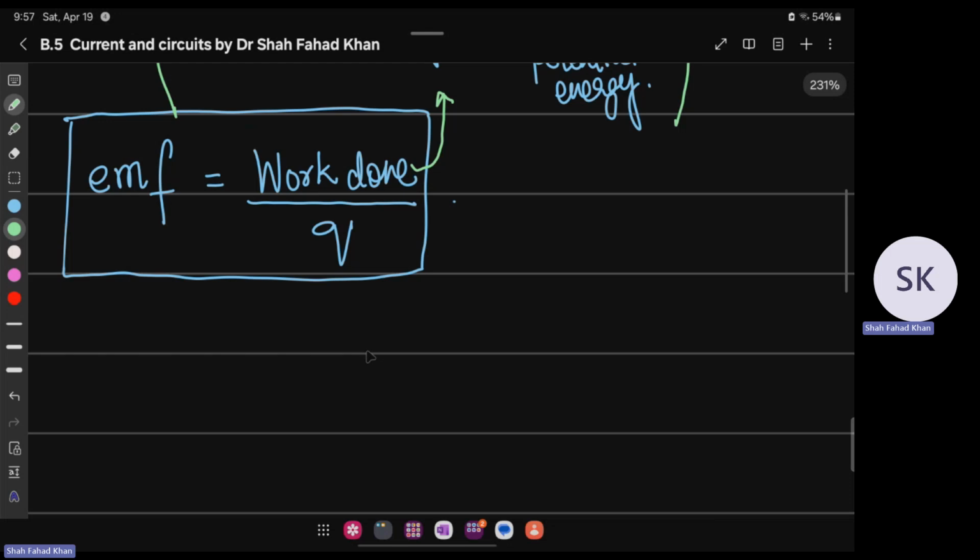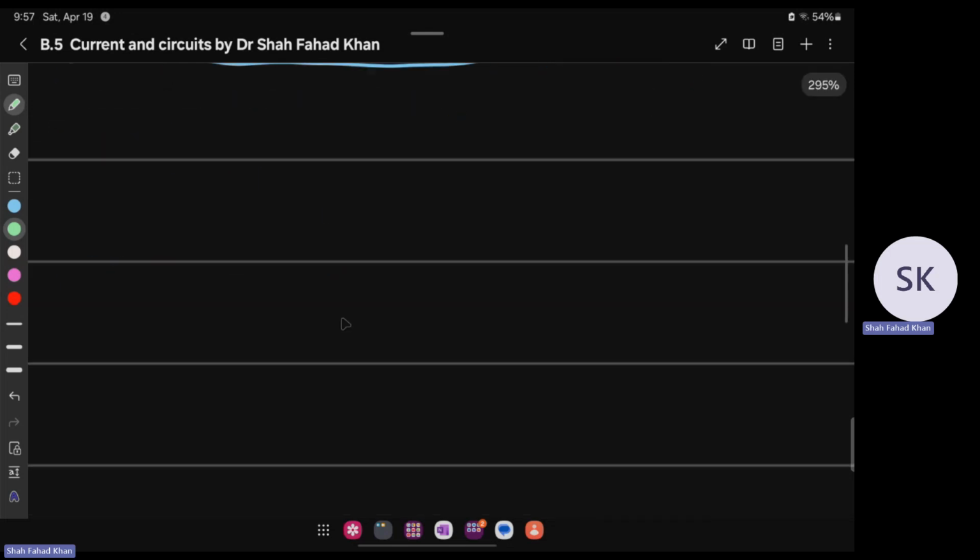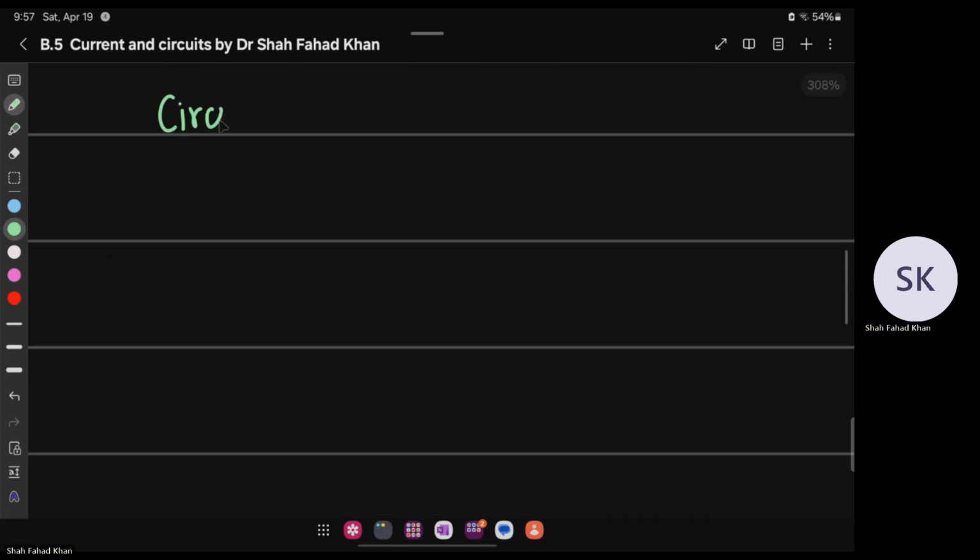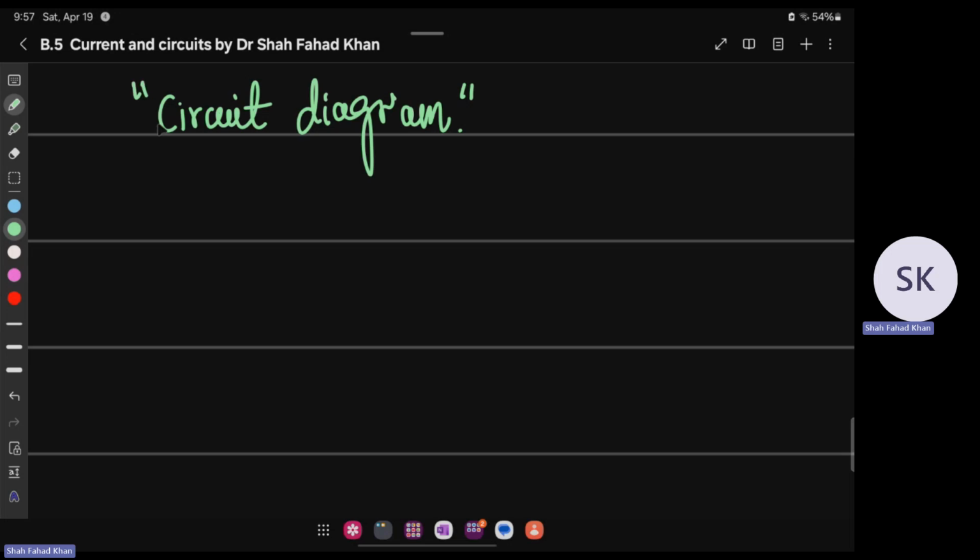Then you should know the basic circuit diagram to represent a circuit. As I said, a cell is a part of a circuit. This is a single cell, but if I want to draw a battery, I'll draw more than one cell, because a collection of cells is a battery. This is the positive terminal. This is the negative terminal. I'll connect the battery's positive terminal to some external component, let's say a resistor.